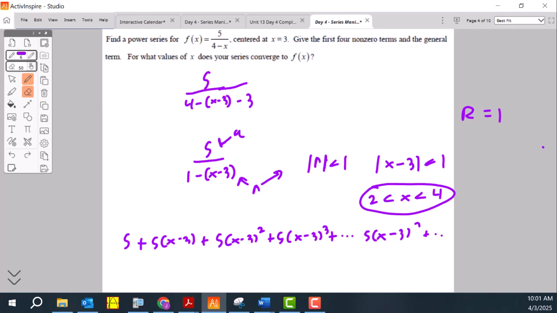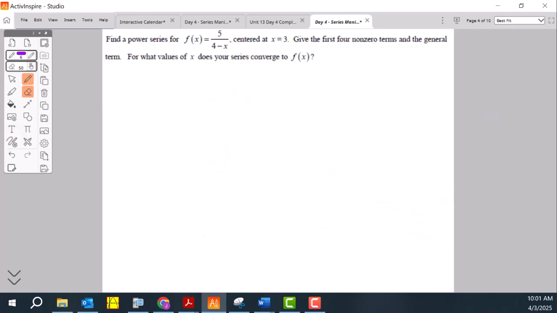Now I do want to make a small change to this problem and see how it's different. What if this was 6 instead of 4 here? So now, when we realign our center, we get 3 minus, and then x minus 3. This doesn't change our work, but we still have to get a positive 1 here first. To do that, we're going to divide everything by 3.